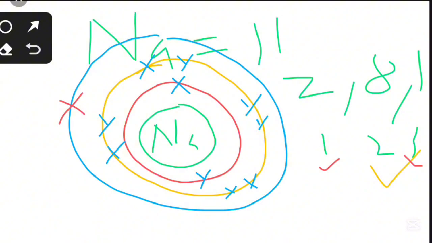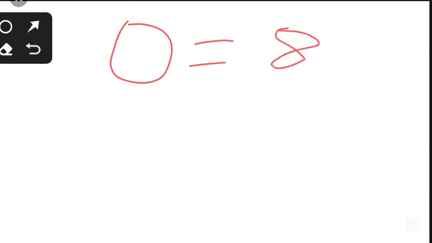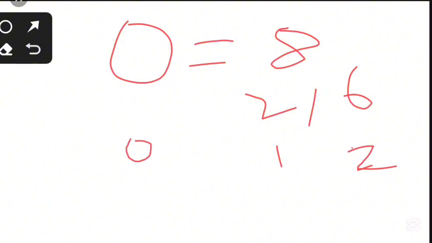The next example is oxygen. What is the atomic number of oxygen? 8. So the electron configuration is 2, 6. We draw 2 cells, and in the middle is the oxygen nucleus.